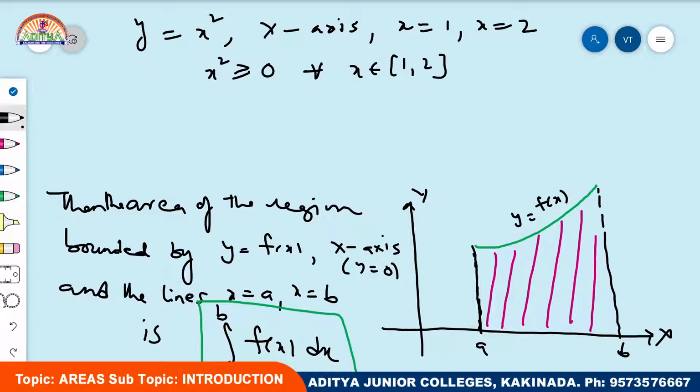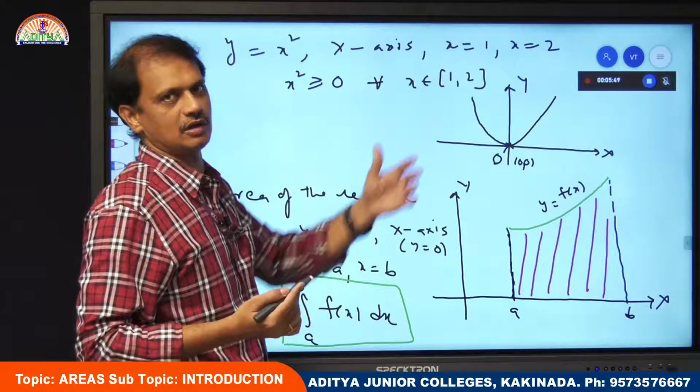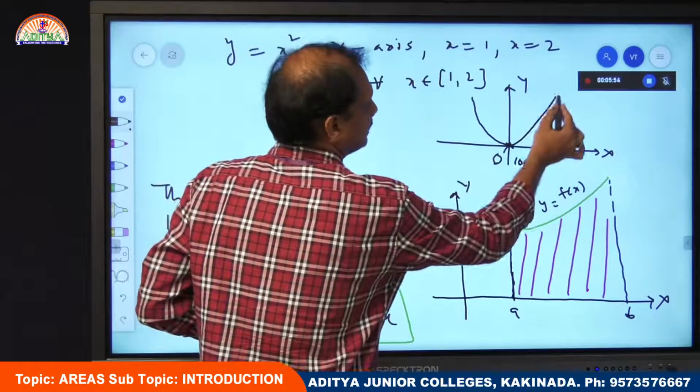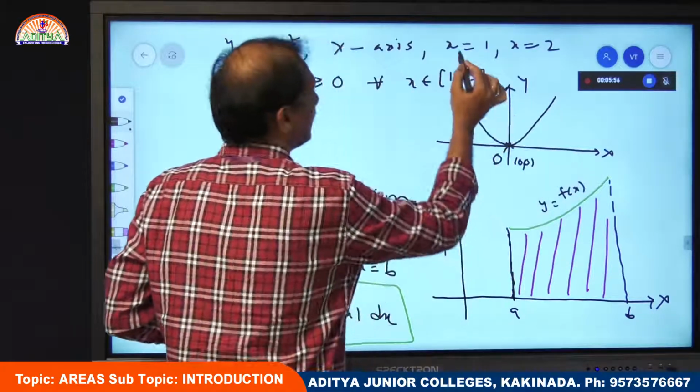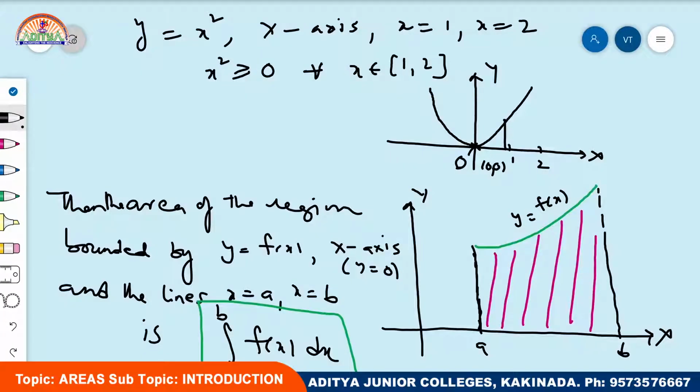All of you know the graph of this one; if you draw it, it is easy to understand. See, y equal to x square is a parabola symmetric about the y axis having vertex at origin. The graph of this one is always above the x axis, meaning it is always greater than or equal to 0. Now he is asking the area bounded by this curve, the x axis, and the lines x equal to 1 here and x equal to 2 here. Now we are going to calculate this area.